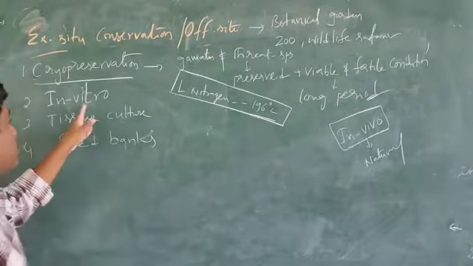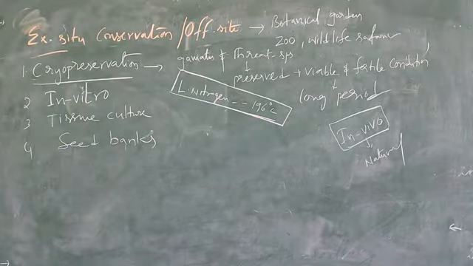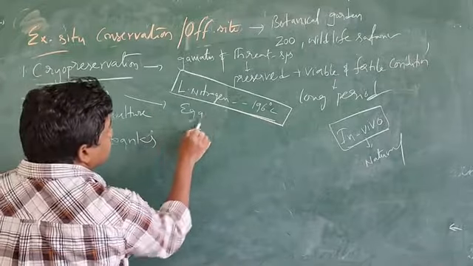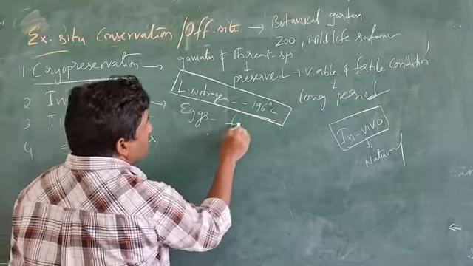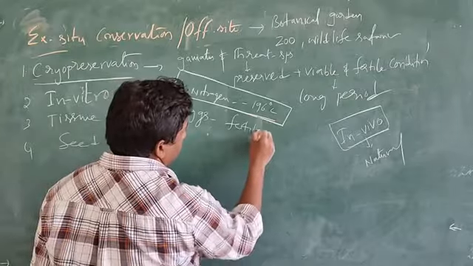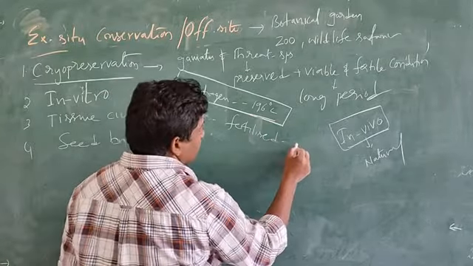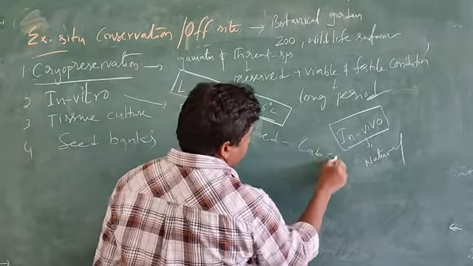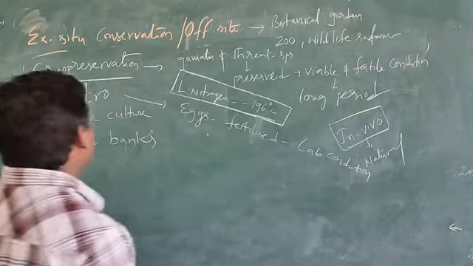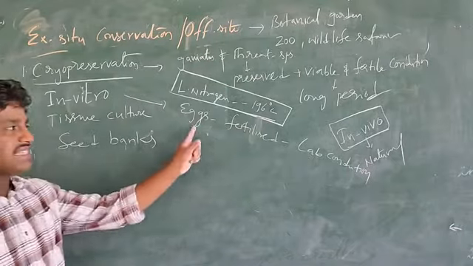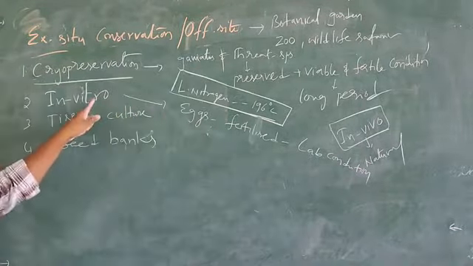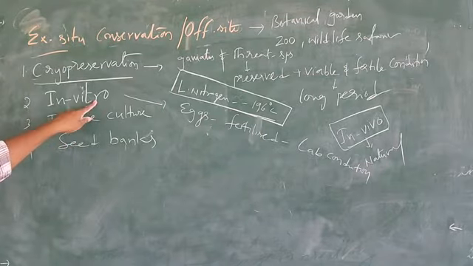So in vitro condition. In vitro means the eggs can be fertilized in lab condition. In vitro fertilization means the eggs can be fertilized in the lab condition. We call it in vitro fertilization.